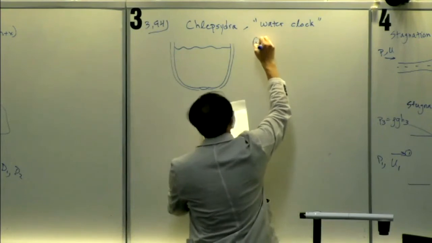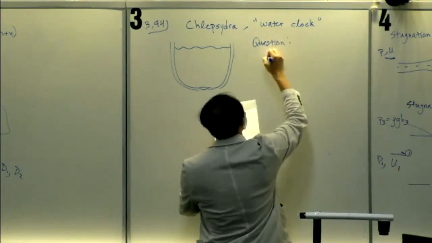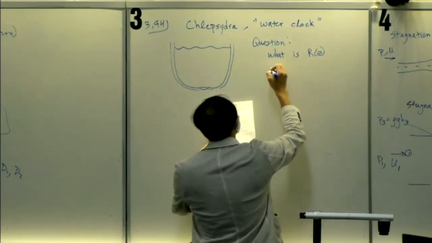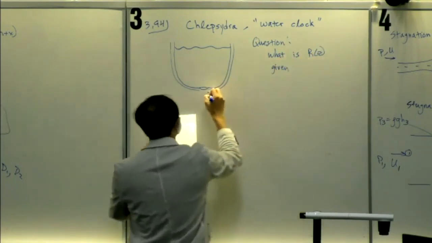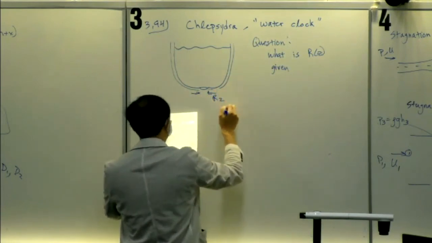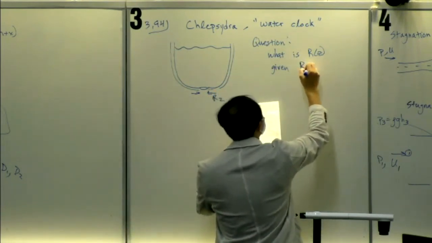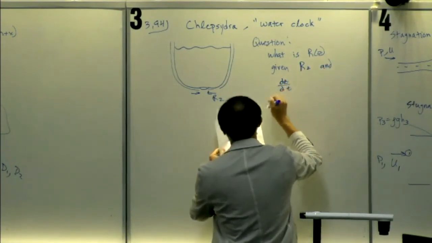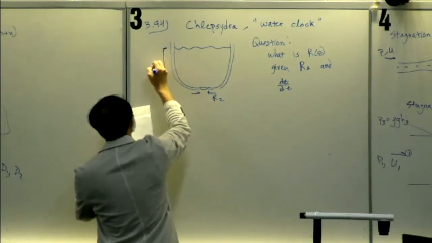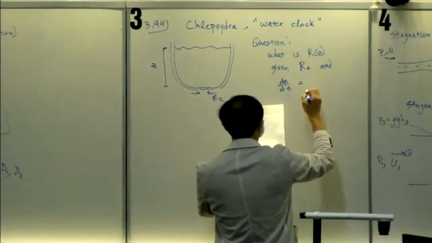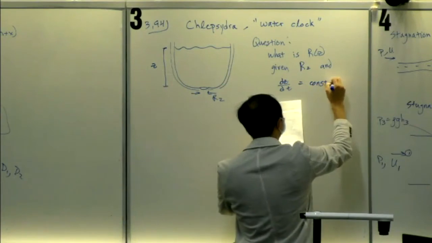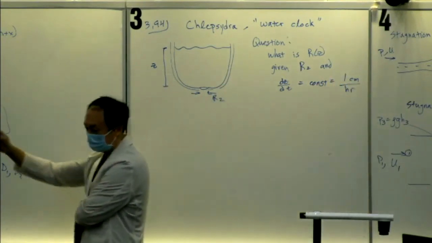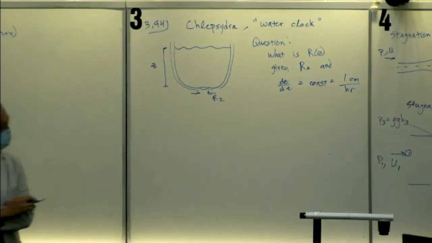So question, what is R of z, given R2? So we'll call this basically the radius at the end, R2. Given R2, we want dz/dt, so we'll call this height z. We want the height of that thing to go constant. And we want something reasonable like 1 centimeter per hour, so that I can actually look at it and 24 hours will fit into my house.